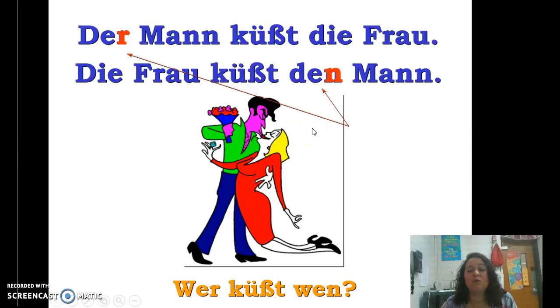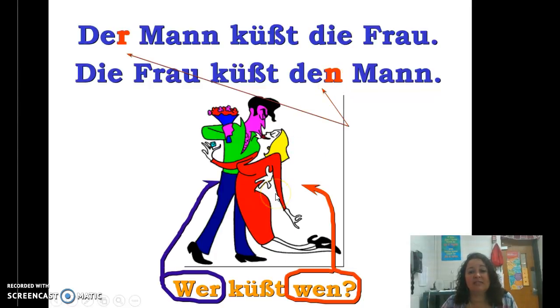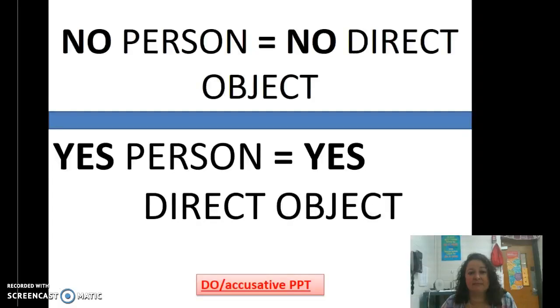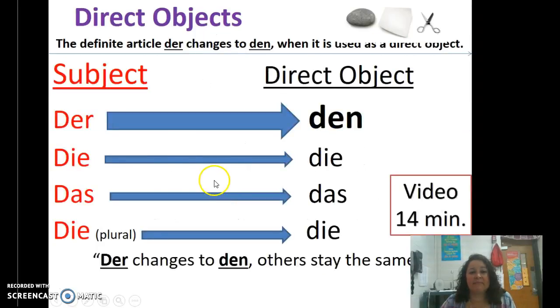So it doesn't matter what order it was in. It could even say, den Mann küsst die Frau. That would still be the woman kissing the man, because the den shows us that it's the direct object. Okay. So, we talked about this before. If you have a direct object, you're going to use the accusative case, and all that means is der changes to den. Everything else is going to stay the same.